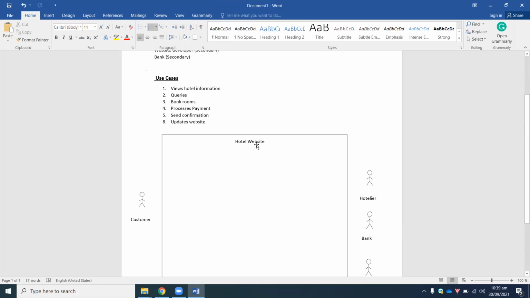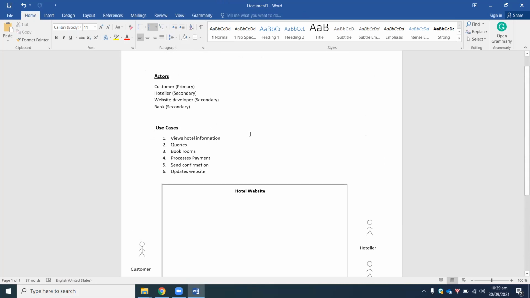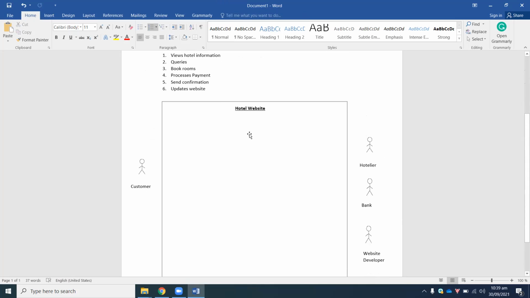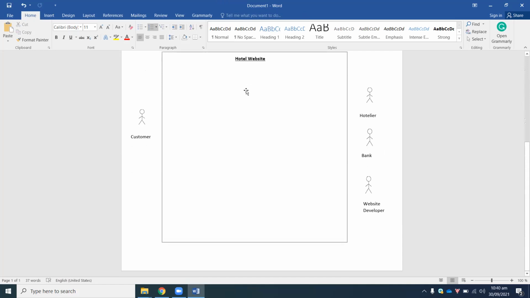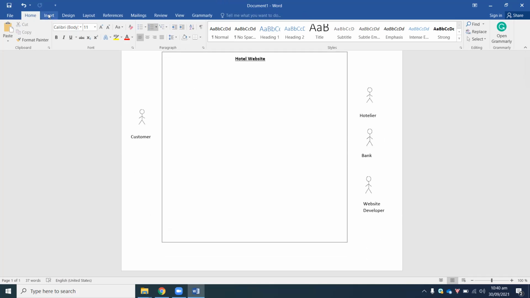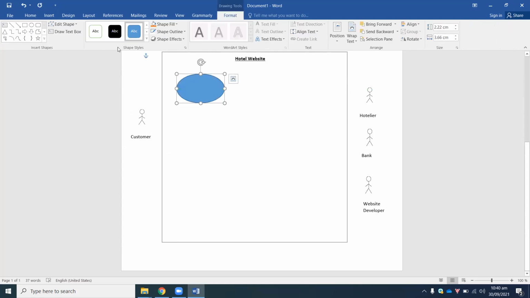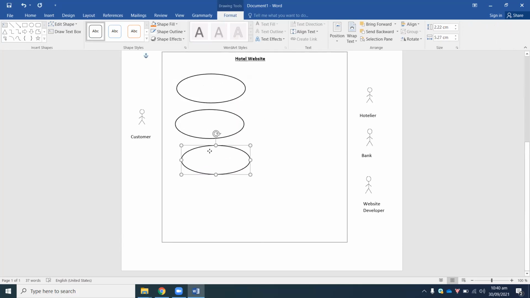All right, so far the system rectangle has been placed in. We have listed our 4 actors: customer, hotelier, website developer, and the bank. From here, we have to start putting in our use cases. So we have 1, 2, 3, 4, 5, 6 use cases. Use cases are generally represented by ovals. I'll quickly make one simple one, and from there I will copy and paste. Try to make it a bit bigger so the entire information goes in.